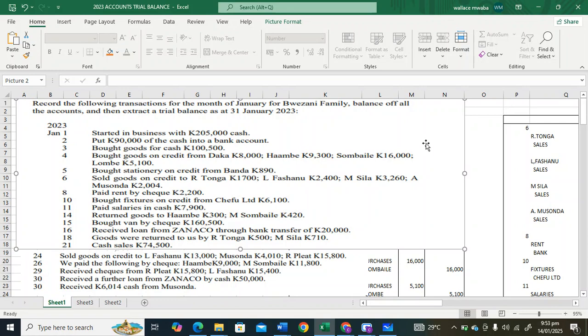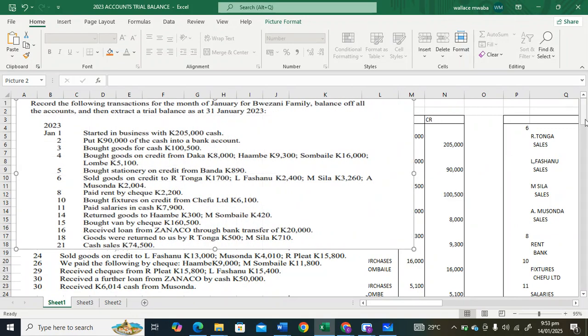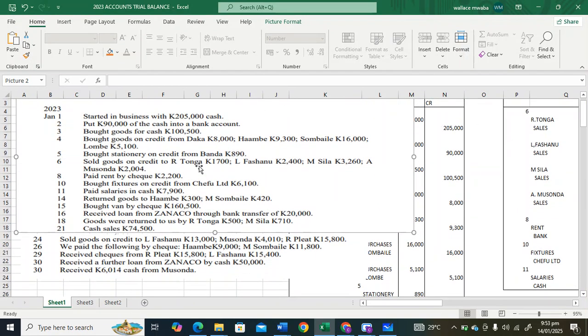What two accounts are involved here? We have stationery expenses and Banda. All right. So stationery is an expense. You debit it 890. Since we never paid Banda any cash, so he's a payable. So we're going to credit Banda 890 kwacha.